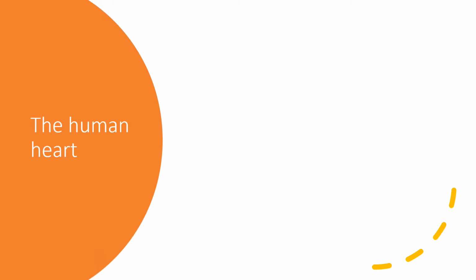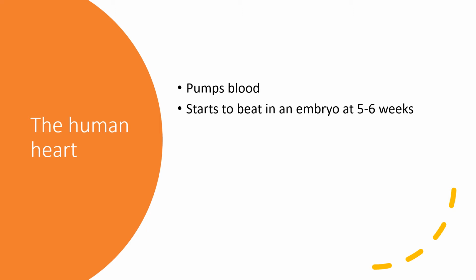First of all, we will look into some general information about the human heart. The heart is an organ that pumps the blood around the body and through the lungs endlessly. The human heart starts to beat around the age of 5 to 6 weeks in the mother's womb. That means a 5 to 6 weeks aged embryo. The size of the human heart is about the size of a clenched fist of the person.